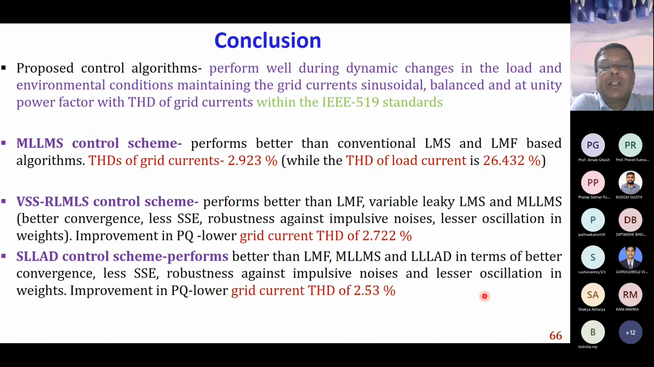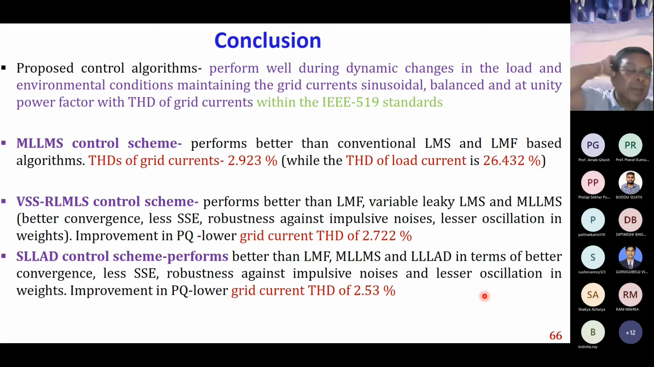THD of the grid current is reduced to 2.923%, while the THD of the load current is 26.432%. The variable step size based adaptive algorithm control performs better than the least mean fourth algorithm, variable leaky LMS and modified leaky LMS algorithm in terms of better convergence, less steady state error, robustness against impulsive noises, and lesser oscillation in weights. The power quality is improved by lowering the grid current to 2.722% THD.